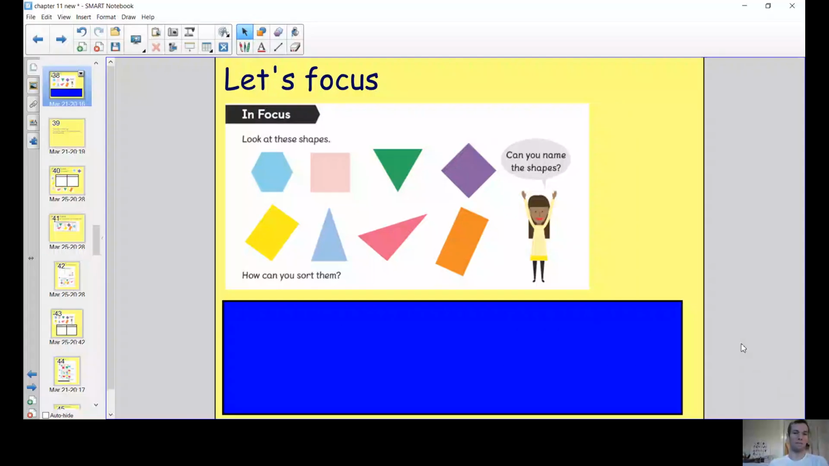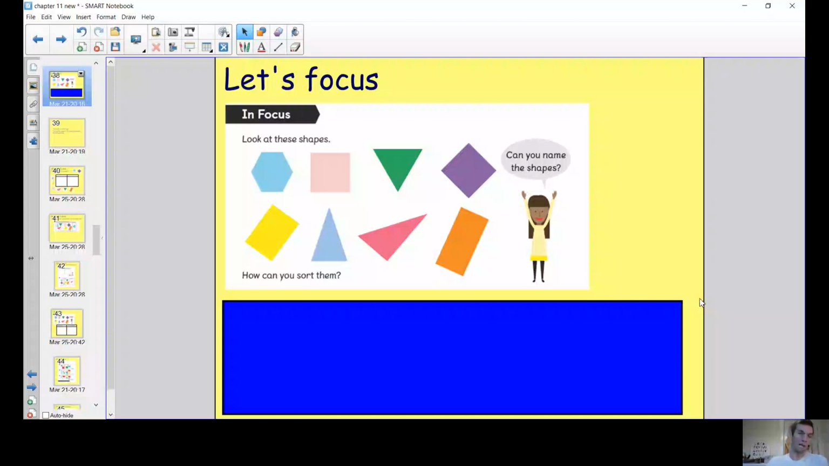So I wonder if I share my screen with you, and I would like you to find your in focus task. Okay. So what you need to do today is, first of all, cut out those shapes in the in focus task, because I would like you to sort them. I'd like you to see if you can sort them in one way, and then move them around so you can sort them in another way. I wonder how many ways of sorting them you can figure out.